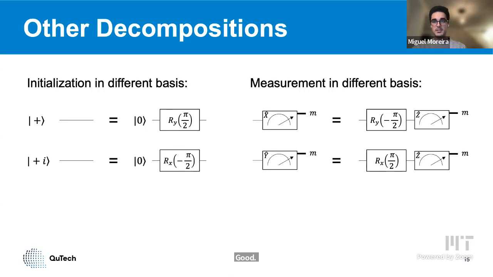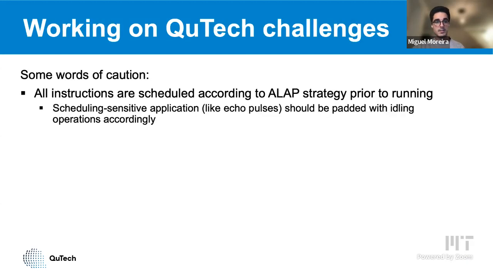Right, to close this topic, we also provide initialization and measurement in different bases, which in all cases is accomplished by pre-rotations that map operations from the Z basis onto whichever basis is required by users. All right, a final word of caution relates to scheduling of user programs.